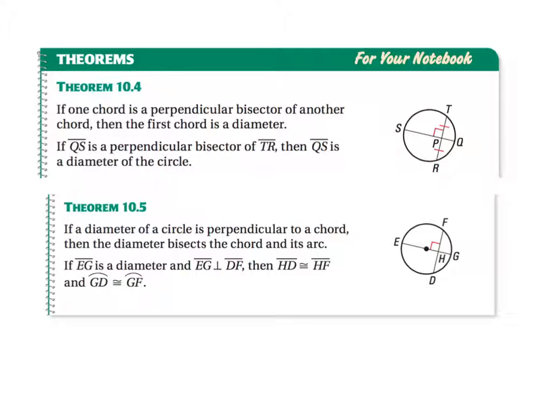Theorem 10.5. If a diameter of a circle is perpendicular to a chord, so again we see that this is a diameter because it's going through the center and it's perpendicular to this chord FD, then the diameter bisects the chord, so we would know that FH and HD would be congruent, and it also bisects the arc, so we would know that arc FG would be congruent to arc DG.